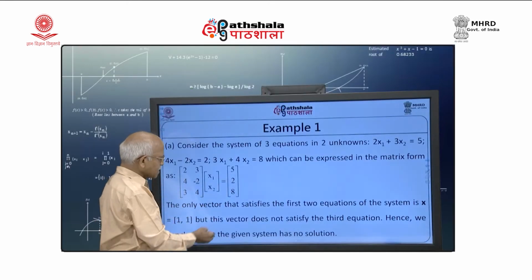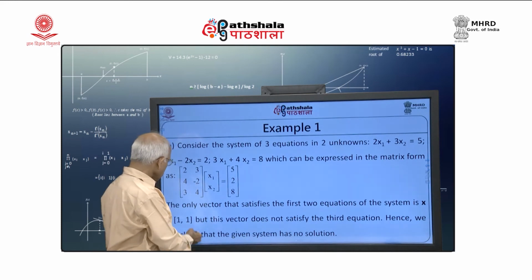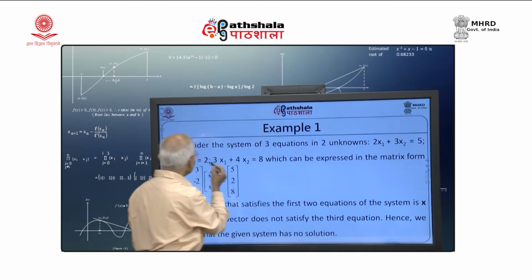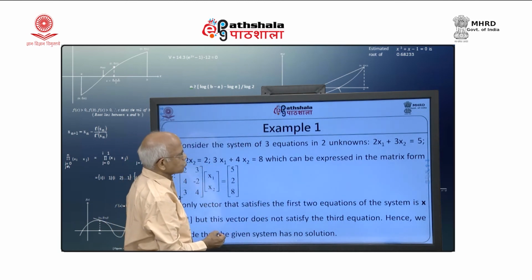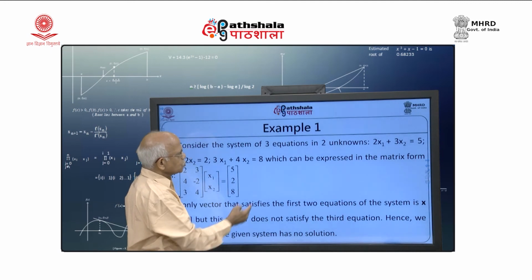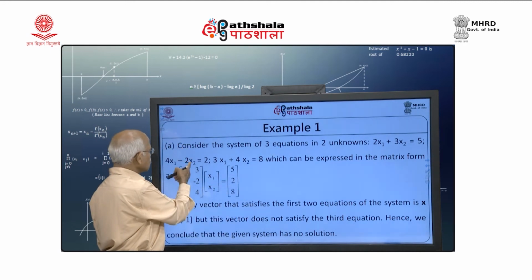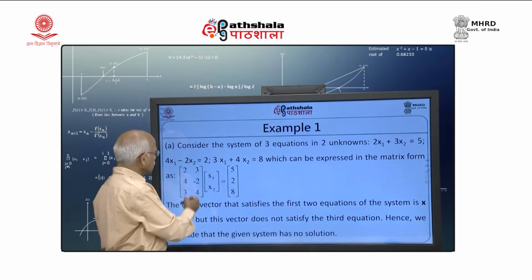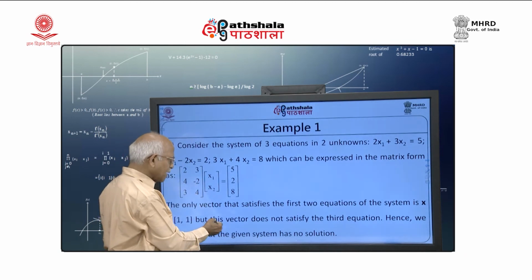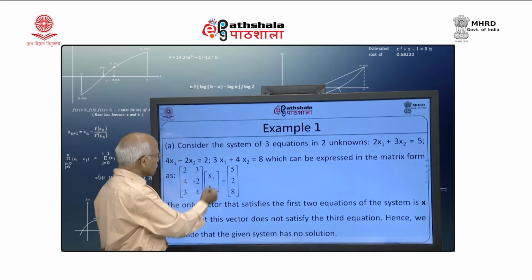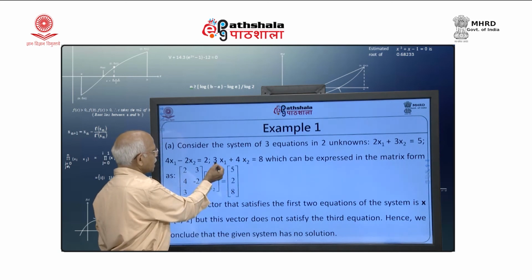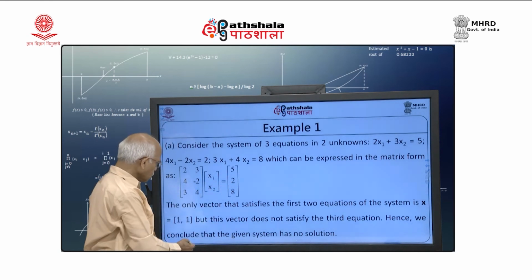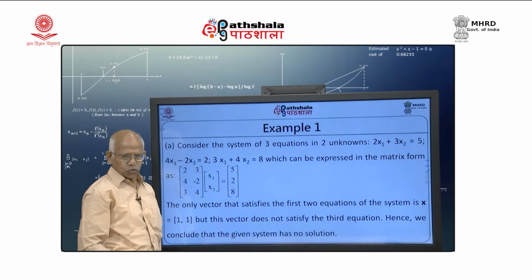So, the only vector that satisfies the first two equations in this system, for example, if I take only two equations, this one and this one, then I will see that x1 equal to 1 and x2 equal to 1 will give me 2 plus 3 equal to 5 and 4 minus 2 equal to 2. So, therefore, this is the only solution which satisfies these two equations. And if you look at the third equation, if I try to substitute this value in the third equation, then I will get 3 plus 4, that is 7, but that is not equal to 8, and therefore, we conclude that the given system has no solution here.